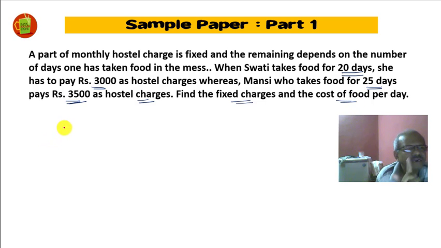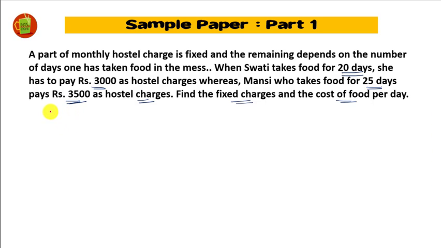Friends, here there are two types of charges in the hostel. One is the food charges and the other is the fixed charges. So here first we will assume the fixed charges. So let fixed charges be equal to rupees x, and that of the food charges be equal to rupees y.